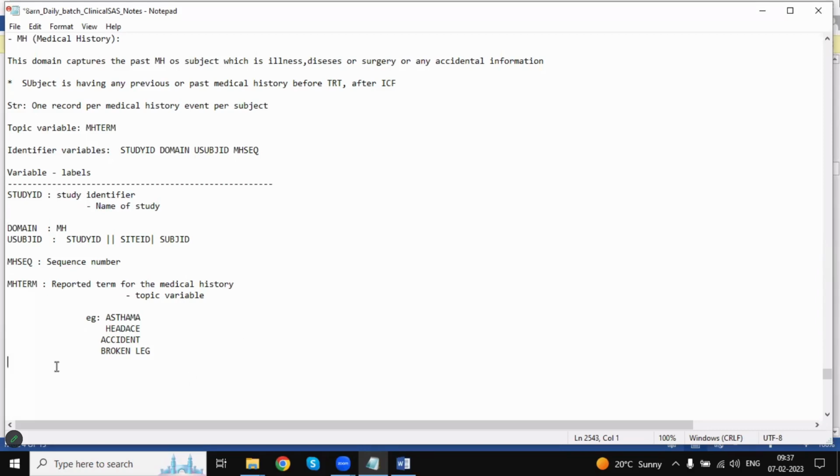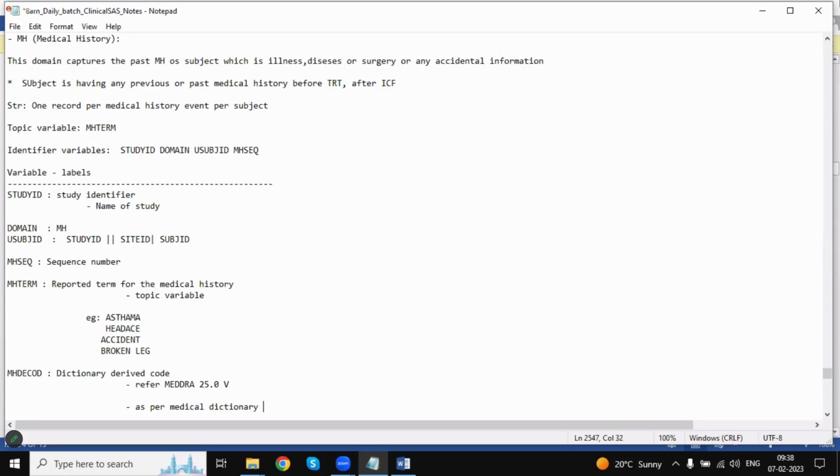Next, MHD code. MHD code is nothing but dictionary derived code. Okay. So for example, asthma. What does asthma mean as per medical history? Tell me which medical dictionary you are going to refer. In the AE domain, which medical dictionary did we refer? MedDRA, right? Yes. MedDRA, version 25.0 is running. So we have to refer to this dictionary as per the medical dictionary.